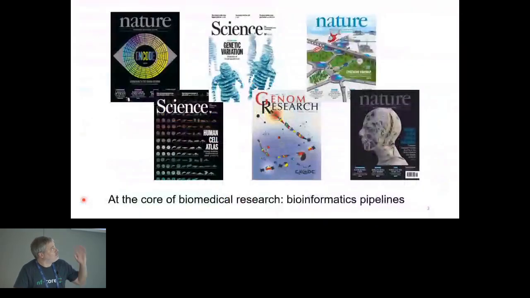You have here on this slide several flagship genomic projects like ENCODE, GENCODE, GTEx, the Human Cell Atlas. And all of these projects share one thing: to process the data that they have and to obtain the results that they obtain, they all rely on bioinformatics pipelines. So I would say that bioinformatics pipelines are the cornerstone of modern genomics and even of modern biomedical research.